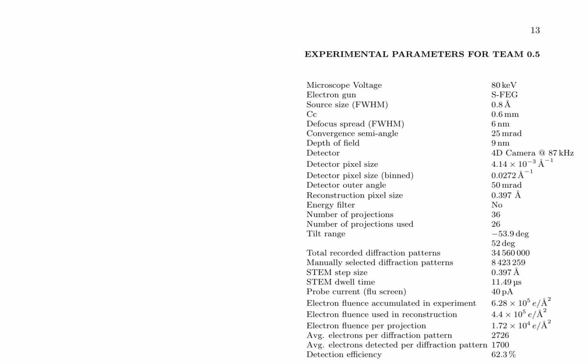A 4D camera operating at 87 kHz was used as the detector, with a pixel size of 4.14 × 10⁻³ Å⁻¹, binned to 0.0272 Å⁻¹. The detector outer angle was 50 mrad, and the reconstruction pixel size was 0.397 Å. No energy filter was employed, and the experiment involved 36 projections, using 26 for analysis. The tilt range spanned from 53.9 to 52 degrees.